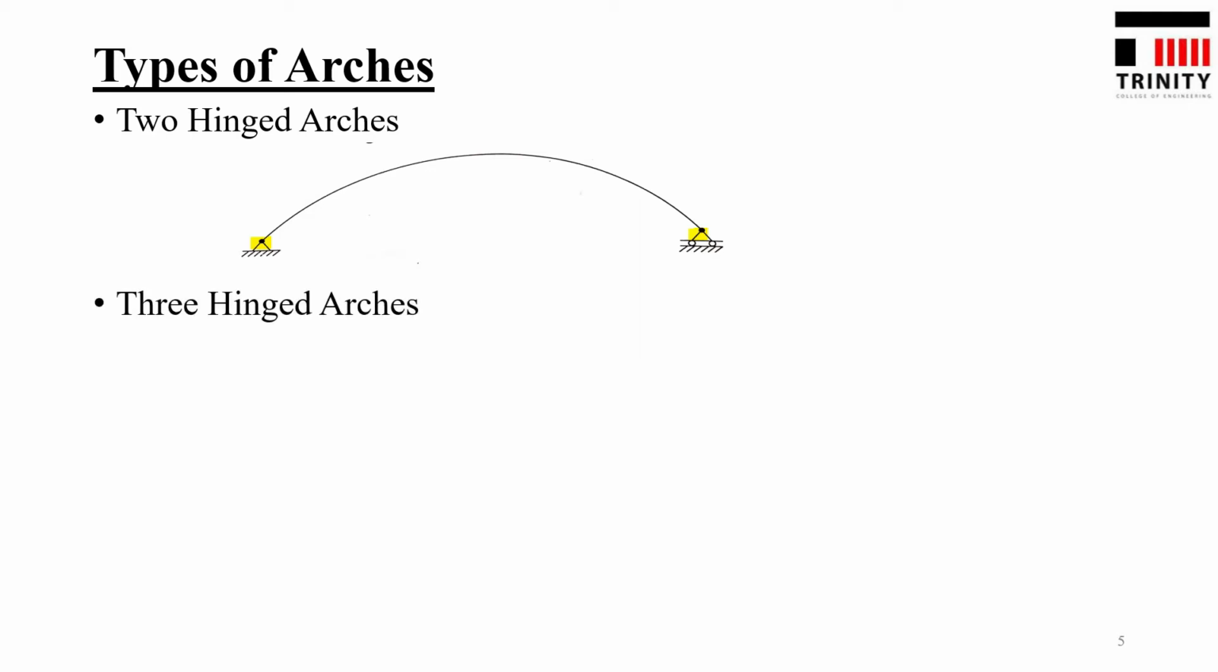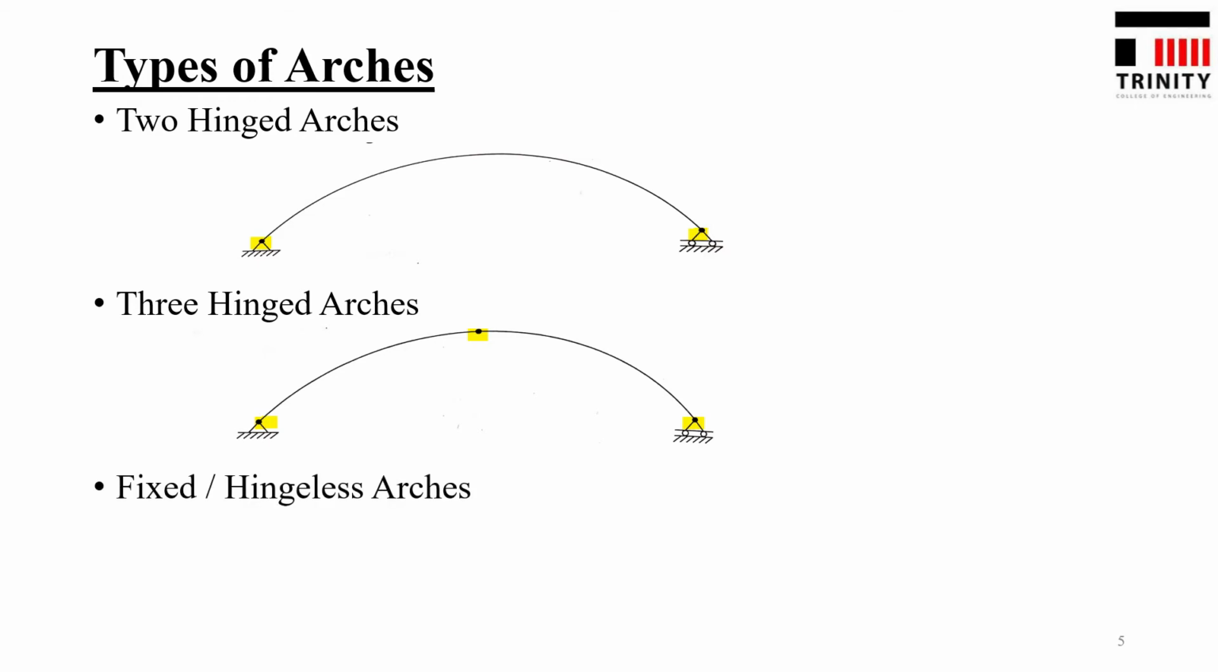Then comes the three-hinge arches. As the name suggests, for three-hinge arches, hinges are provided at the abutments or springing points and at the crown. So in case of three-hinge arches, hinges are provided at the two abutments and at the crown area. Then last, fixed or hingeless arches. As the name suggests, for fixed or hingeless arches, the abutments are fixed. Here you can see the two abutments or springing points of a fixed arch are fixed. So these are the types of arches.